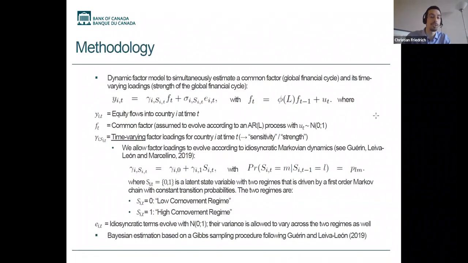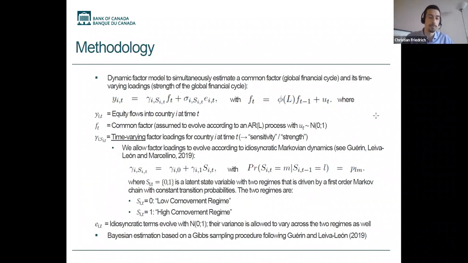In terms of the methodology, we estimate a dynamic factor model and simultaneously estimate a common factor, which represents the global financial cycle, and its time-varying loadings. That's the strength of the global financial cycle. You can see in the equation here that equity flows into country i at time t, the y_it on the left, is explained by the common factor. And the key here is the gamma_i,s_it, the time-varying loading for country i at time t, which represents the strength or sensitivity of a country to the global financial cycle.